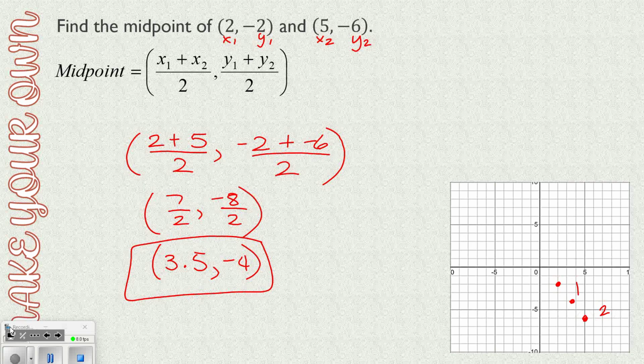Well, if I go over 1, 2, 3 and a half, here's like 3.5, right? And then negative 4, go down 1, 2, 3, 4. Oh my gosh, that's right on where I had initially written that red dot. So when I eyeballed it, my eyeballing was pretty good, but I couldn't really tell what the exact coordinates were until I plugged into this formula.